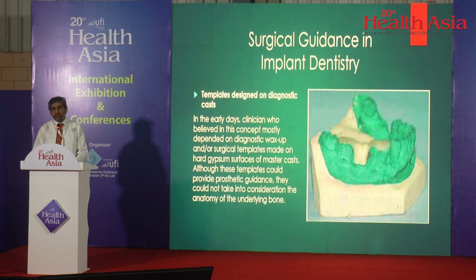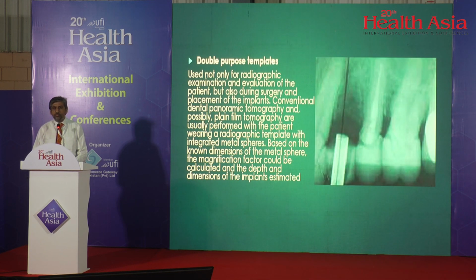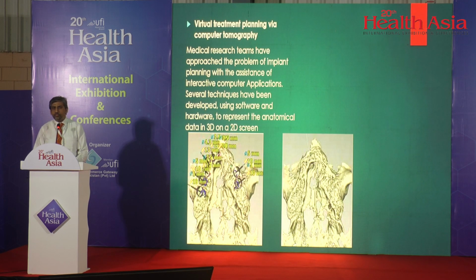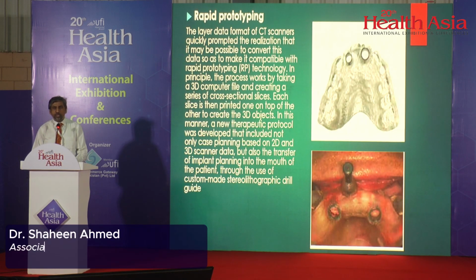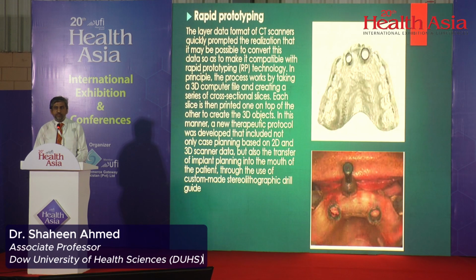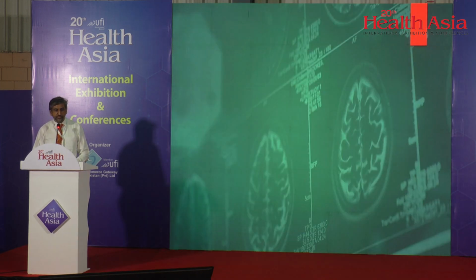For surgical guidance, you may make an implant stent to make a surgical guide. Nowadays we are using stereolithographic models for edentulous patients and for multiple teeth placement as well. So you can have this stereolithographic virtual planning. You can have rapid prototyping, so you make 3D stereolithographic models and you place the guide in it. So every implant should be in the proper position.